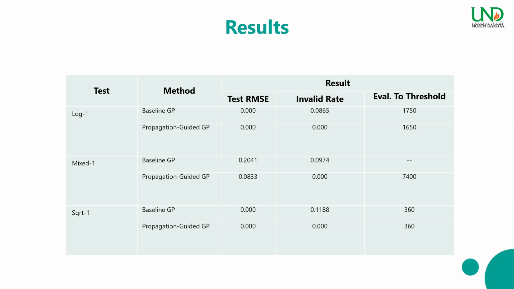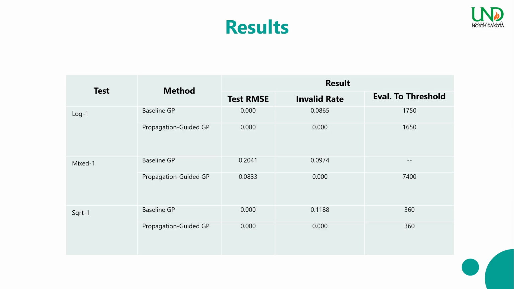So anyway, invalid rate: 8 to 12% of the generated candidates are infeasible. With the propagation guided approach, that drops to 0 because we're kicking them all out. So 0 invalid candidates is the direct effect of the filtering before they enter the population.